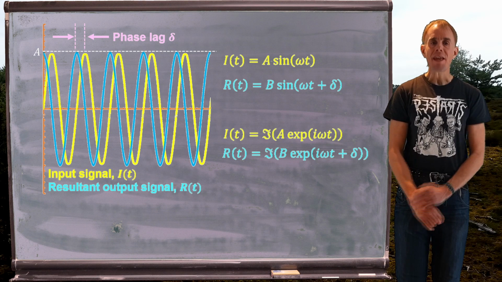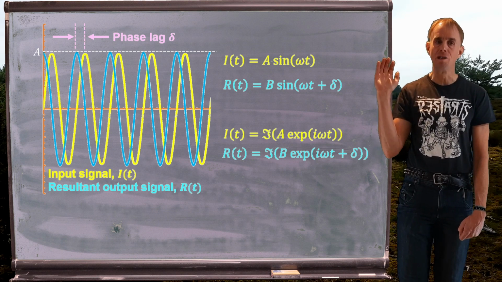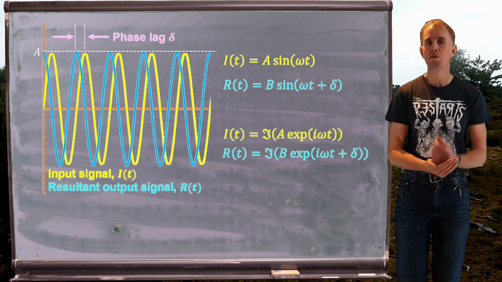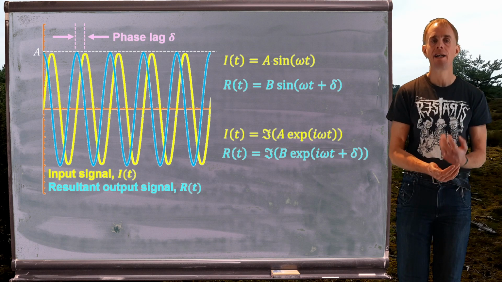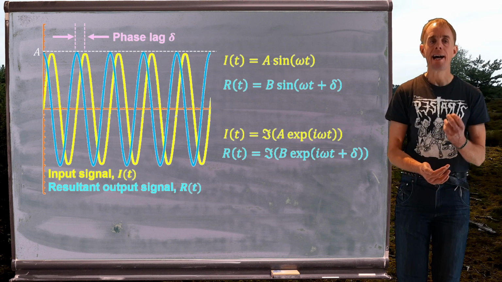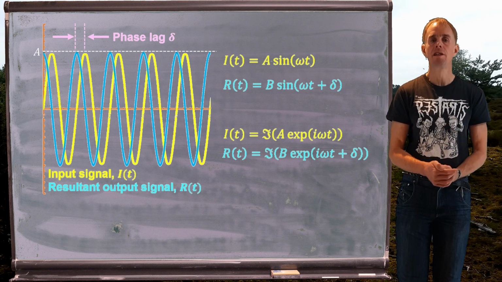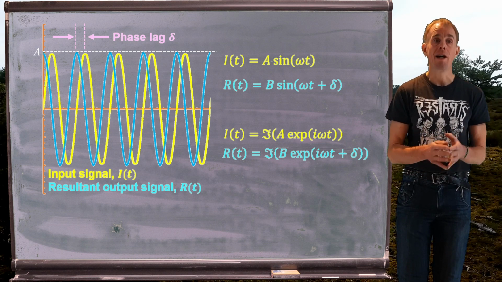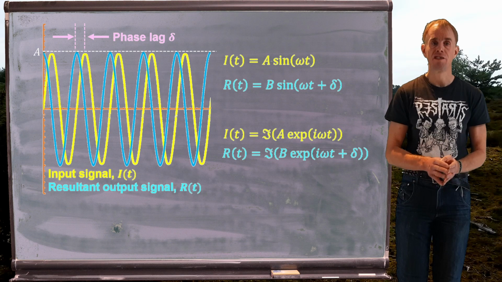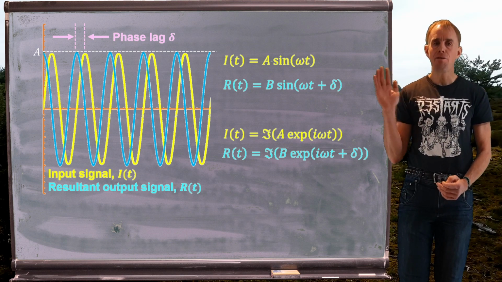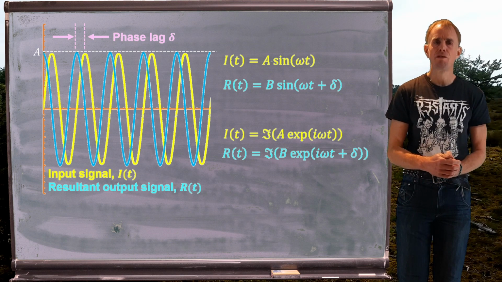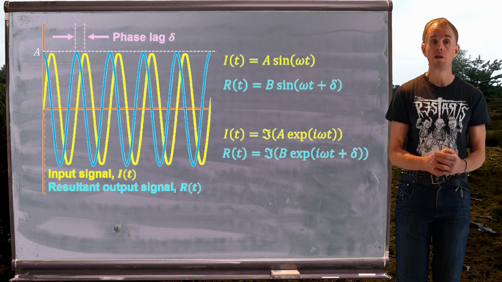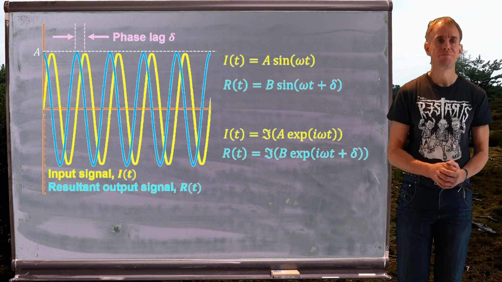Now, if you recognise these two expressions, that I of t could also be written as the imaginary part of A e to the i omega t, and that the resultant signal r of t can be written as the imaginary part of B e to the i (omega t plus delta), then you probably know everything that I'm going to cover in this part of this lesson. However, if what I've just said is a little unfamiliar, maybe it's been a few years, or you just have never come across that expression before, then do watch on.